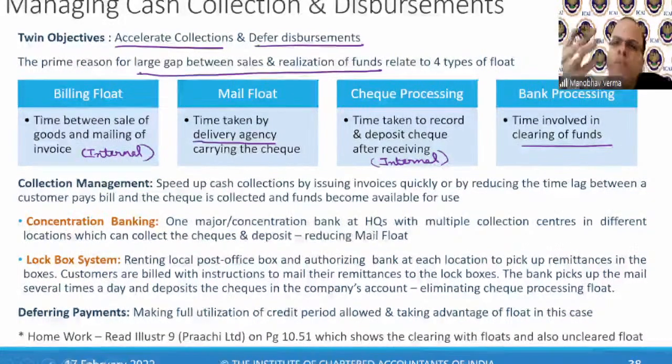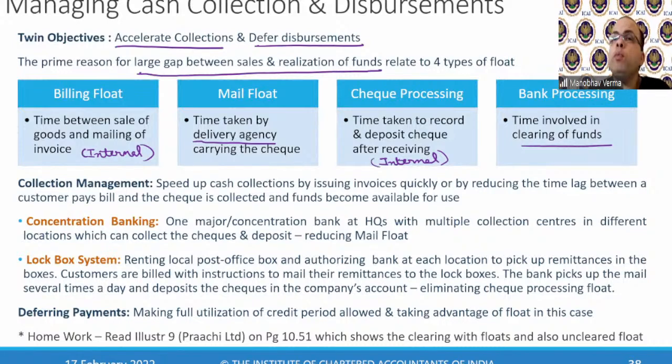So there are some other aspects also, even if you're not going for online banking. Before that, there were some more solutions available, like concentration banking, which is more of a scenario where if you have customers in different cities, probably you might have multiple collection centers in different cities, and all the checks are deposited at those centers. So you are actually reducing the mail float. No one is carrying your check to the head office, to the corporate office.